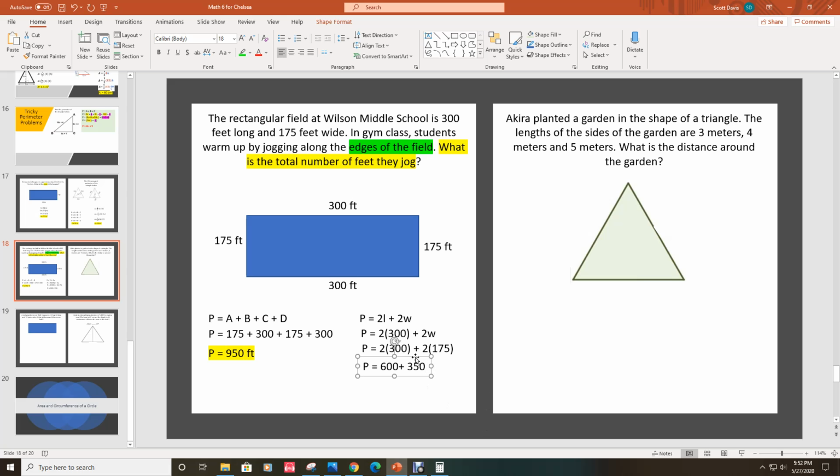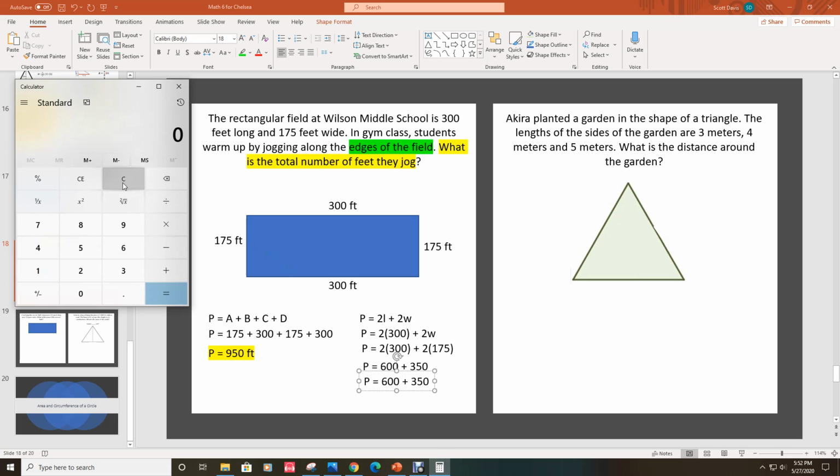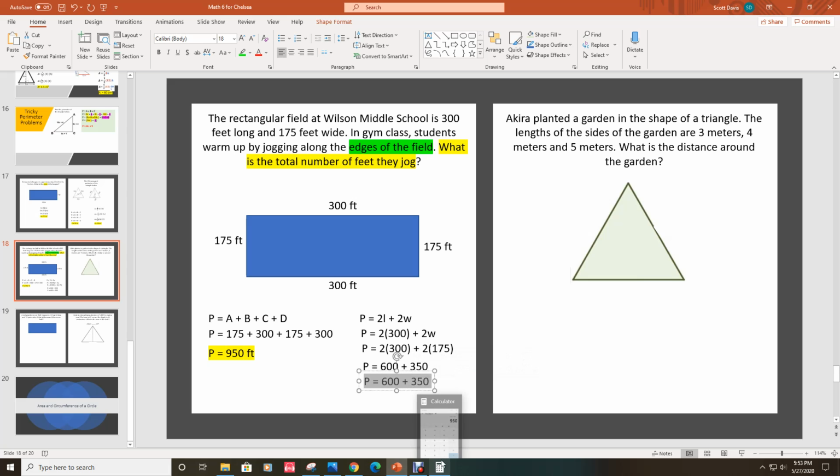And we're going to add that together and see what it equals. 600 plus 350. And let's see if we end up with the same. We surely do. 950 feet. Perimeter equals.